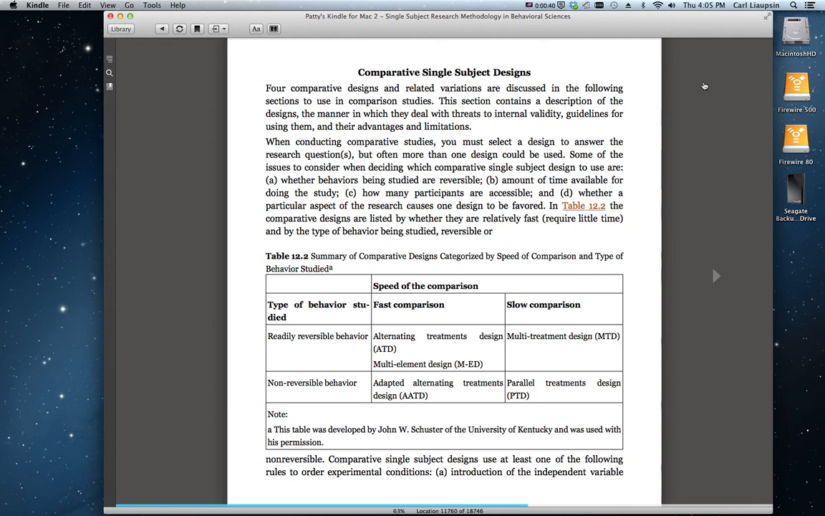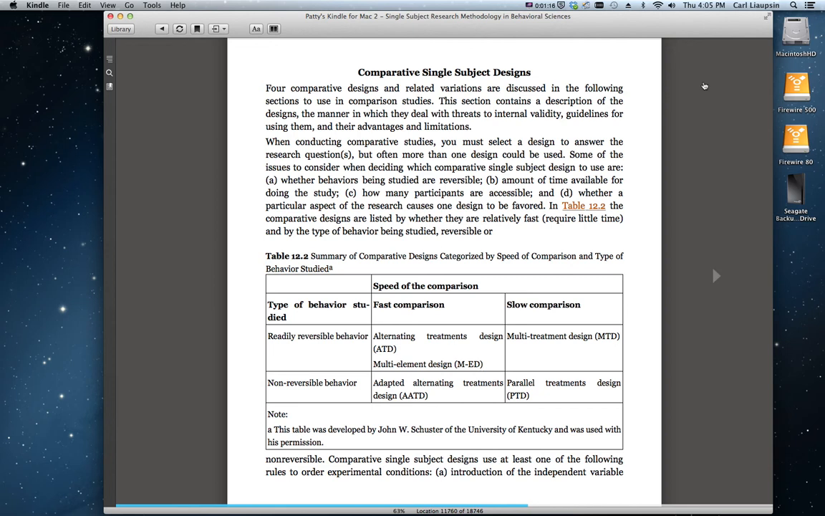Let's talk just briefly, and I'll let you read the rest, about the different types of designs, and the different names for them. There are a million types of designs, but I think Table 12.2 lays it out pretty succinctly. They rely heavily on folks at the University of Kentucky, and the table was developed by John Schuster. He was my instructor and one of my mentors at the University of Kentucky.